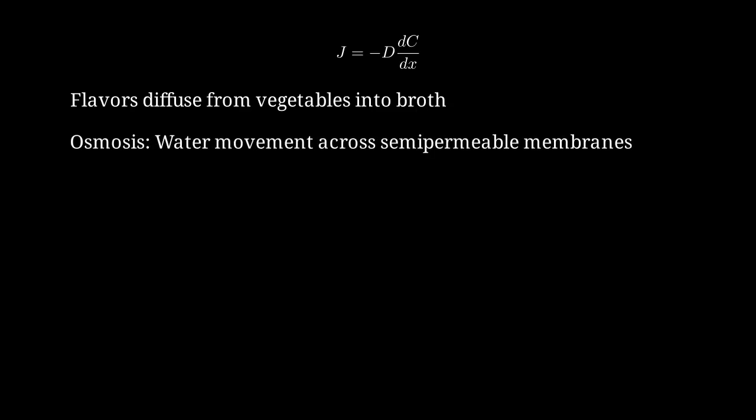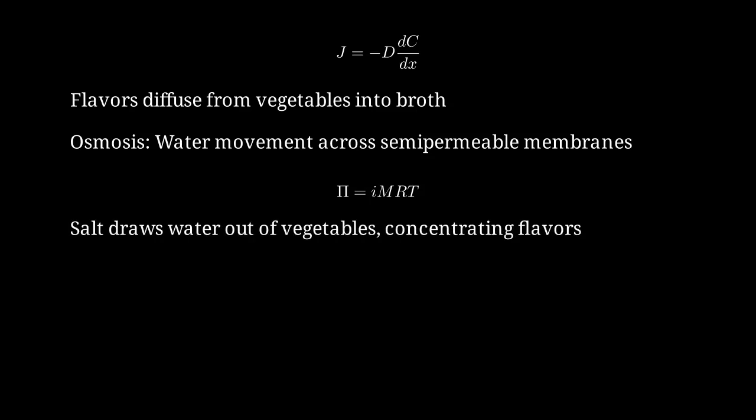Osmosis is the movement of water across semi-permeable membranes. When you add salt to the pot, it creates an osmotic gradient. Van't Hoff equation for osmotic pressure: Pi is osmotic pressure, i is Van't Hoff factor, M is molarity, R is gas constant, T is temperature. Salt in the broth creates osmotic pressure that draws water out of vegetable cells, which concentrates flavors inside the vegetables while releasing some into the broth.